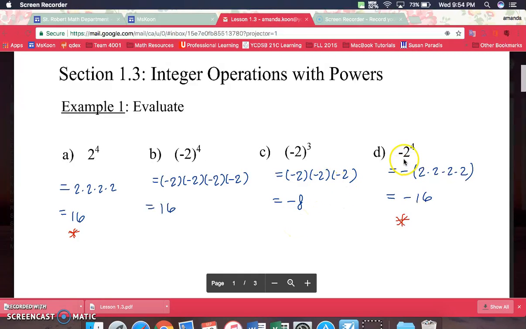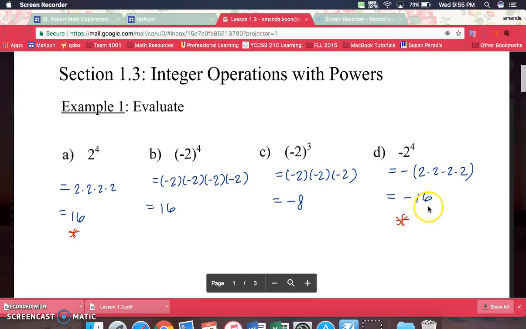Now, how about negative 2 to the power of 4? Well, because there are no brackets around the negative sign, the power we're looking at here is actually just 2 to the power of 4. The negative sign simply means find 2 to the power of 4 and then multiply that by negative 1. So therefore, your final answer will be the negative value of 2 to the power of 4, which is 16. So negative 16 is your final answer.